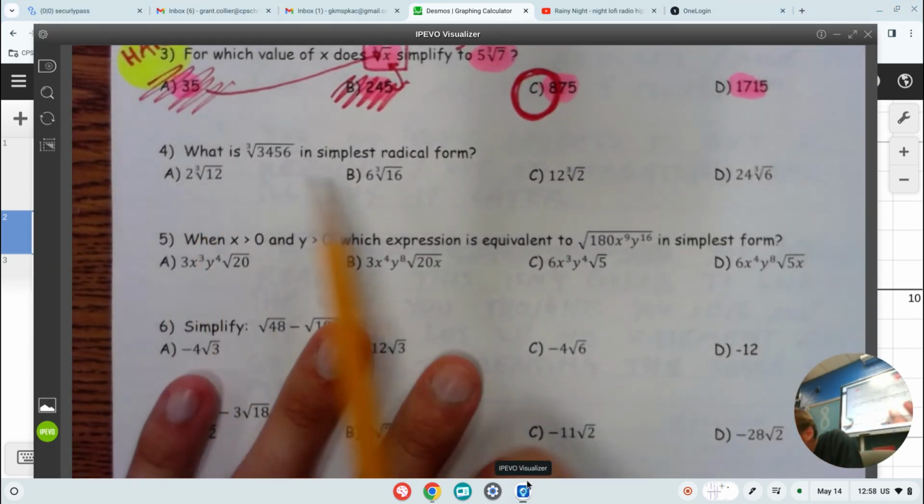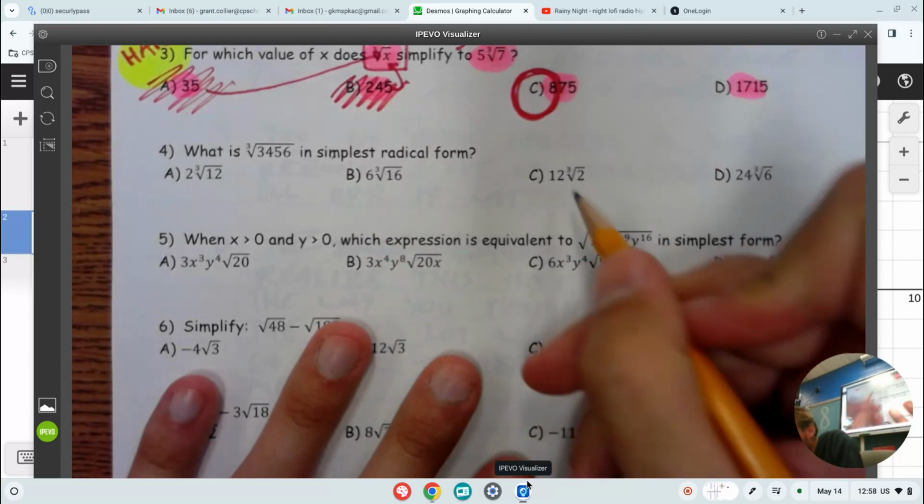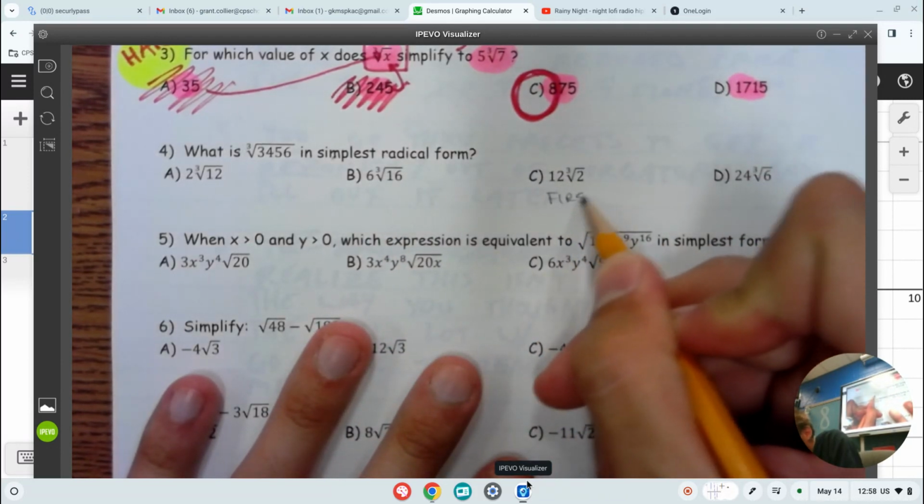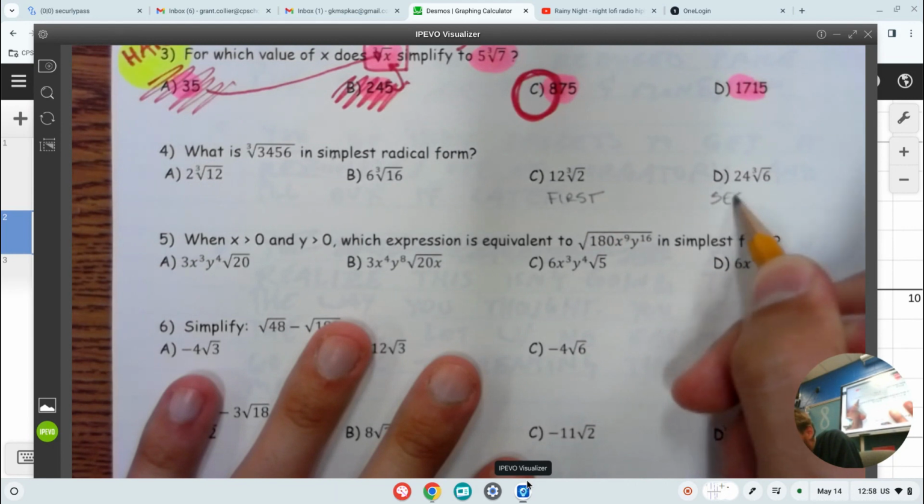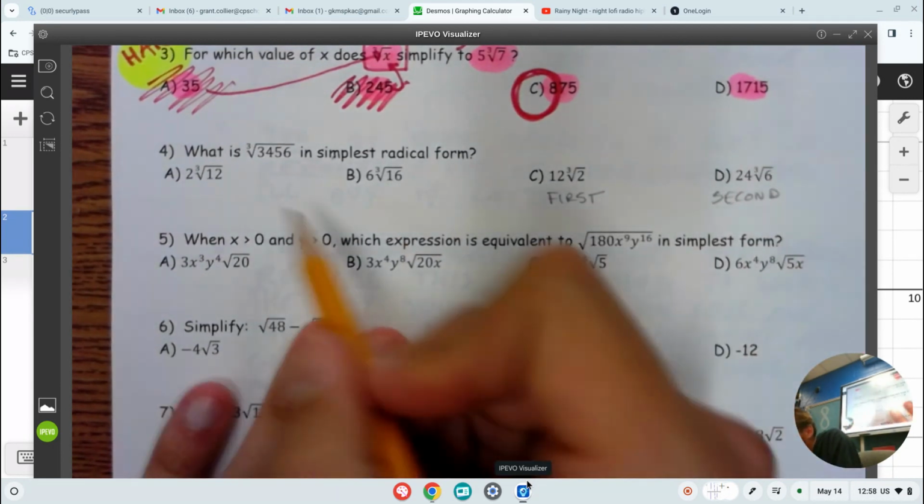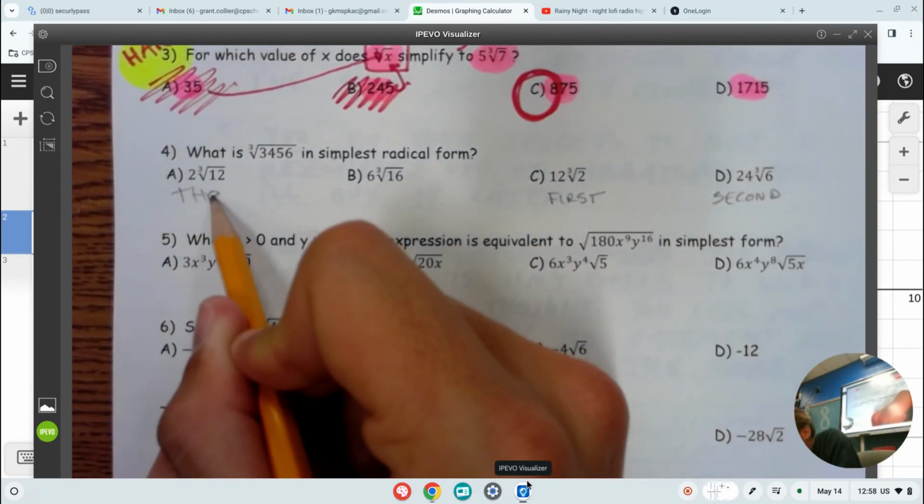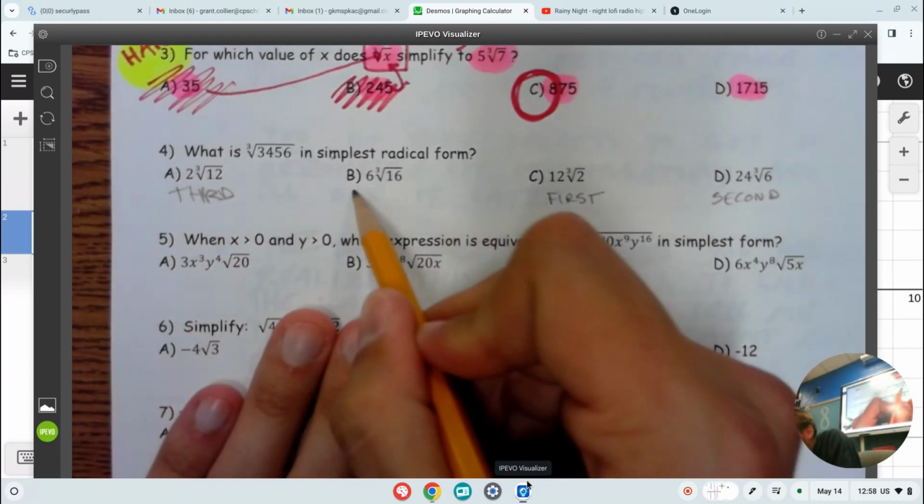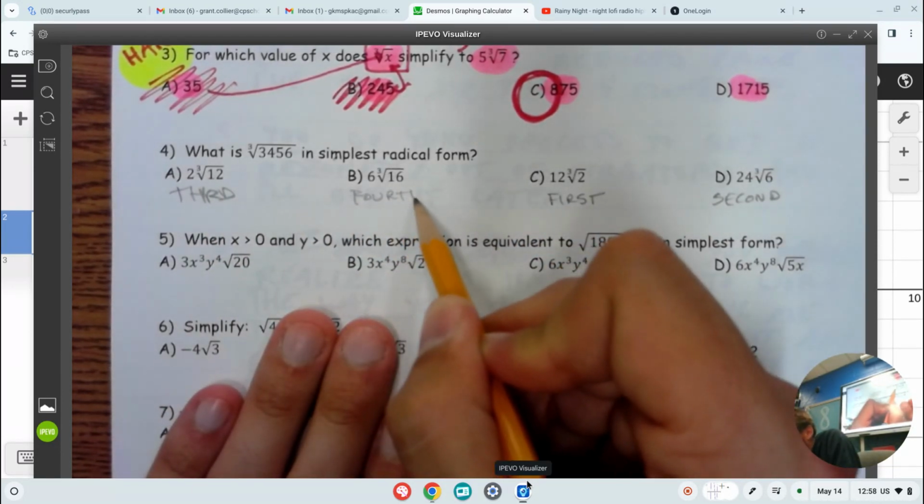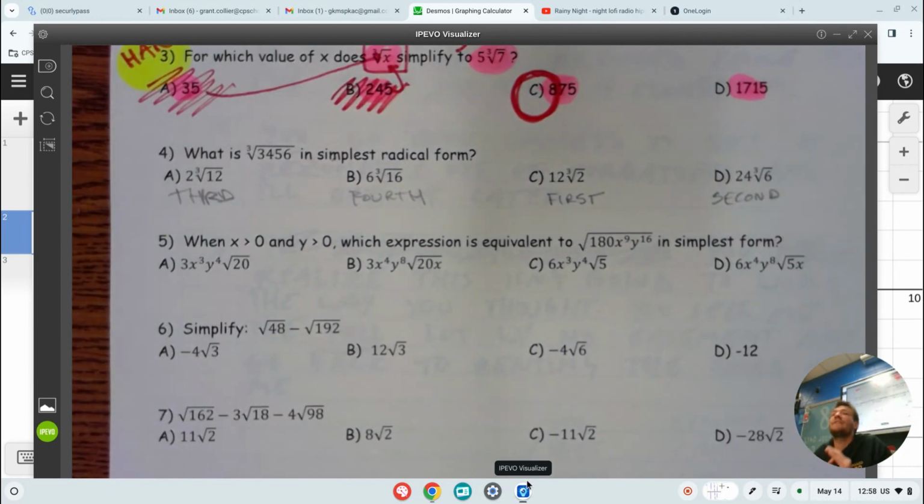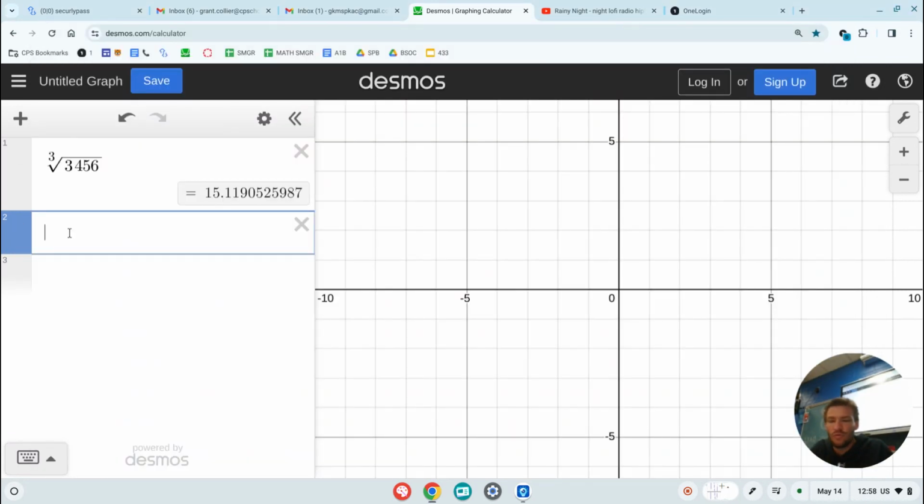So when I see 12, 16, 2, 6, I can try this one first, and I can try this one second, and I can try this one third. Forgot my I. And I can try this one fourth. That way, as soon as I find a correct answer, I'm done. So I'm going to start with C, 12 cube root 2. Is that the same answer? Yeah, it's the same answer.